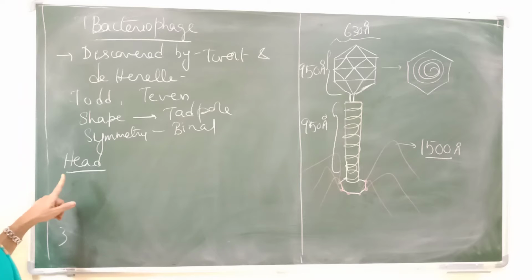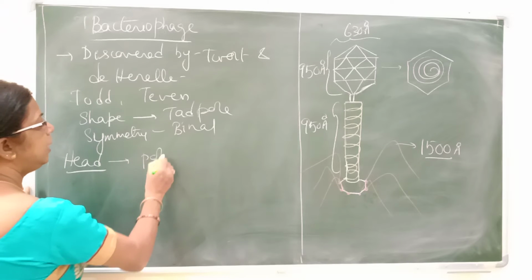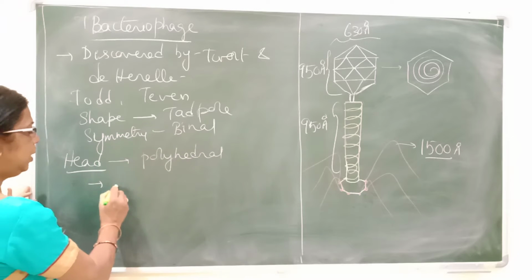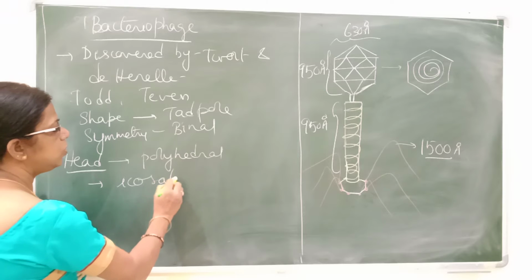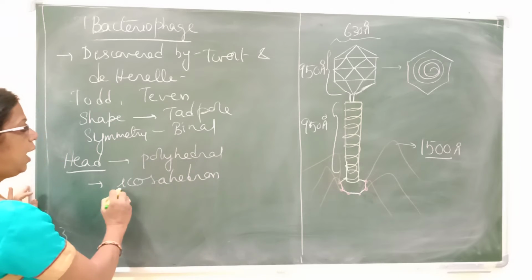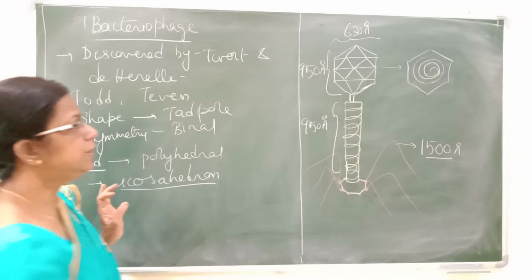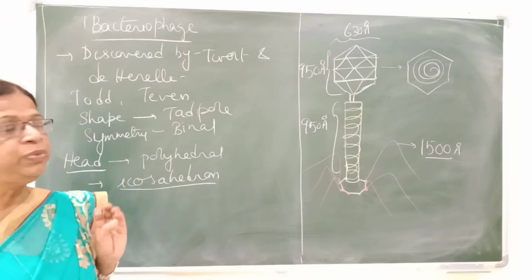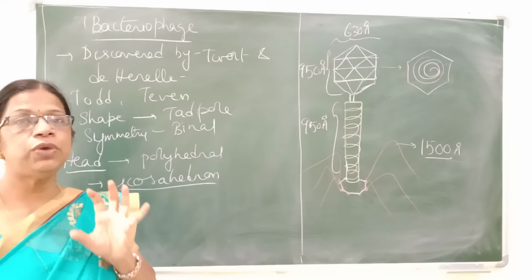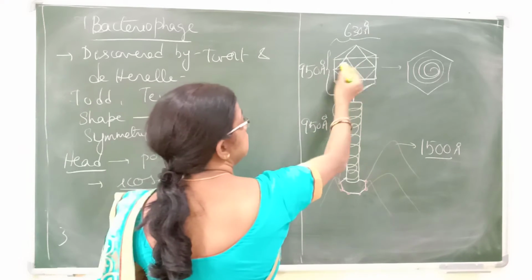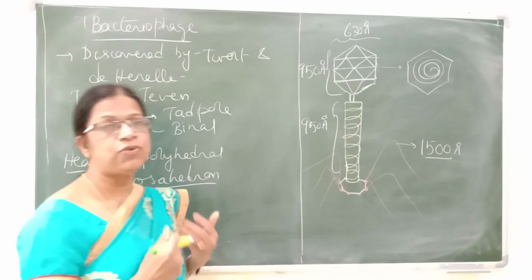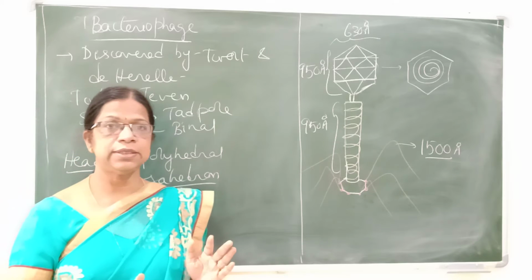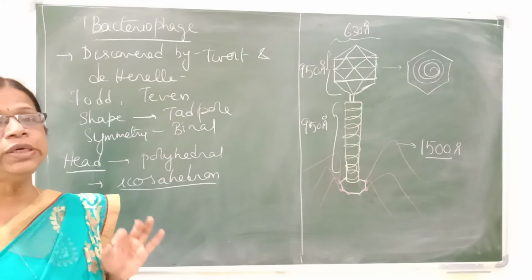The head part shows polyhedral symmetry, a particular type of symmetry called icosahedral symmetry. If we observe the central part of the head, there will be 20 faces of equilateral triangles. On this side we can find 10, and similarly on the other side we find 10. That is called icosahedral symmetry.